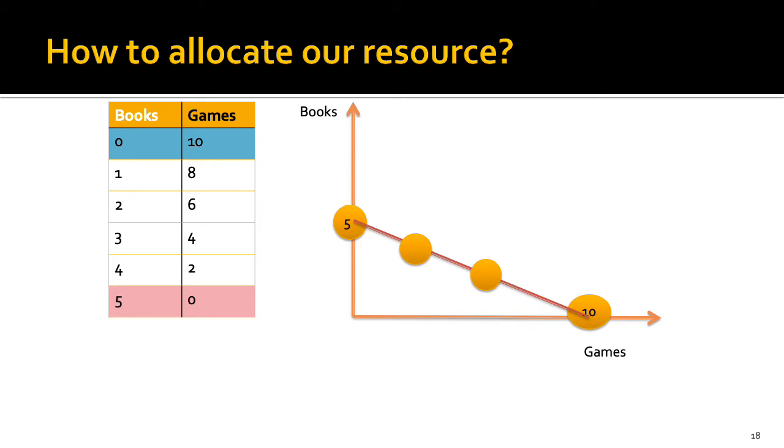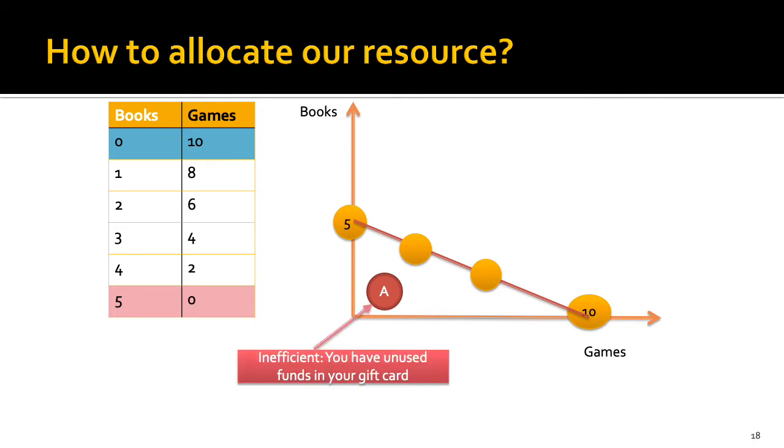Now let's think about a different point. This is called the consumption possibilities frontier, which basically means you could technically consume anywhere along this red line, and inside this region, right? This closed off area, which means you can technically consume at a point like A, where say you got 2 books and 2 games. Now, does that make sense? Well, not really, because it's inefficient. You basically have unused funds in your gift card and you're just going to leave them be.